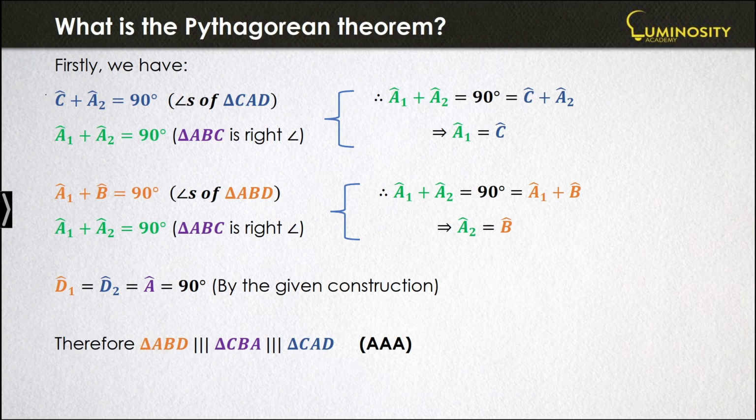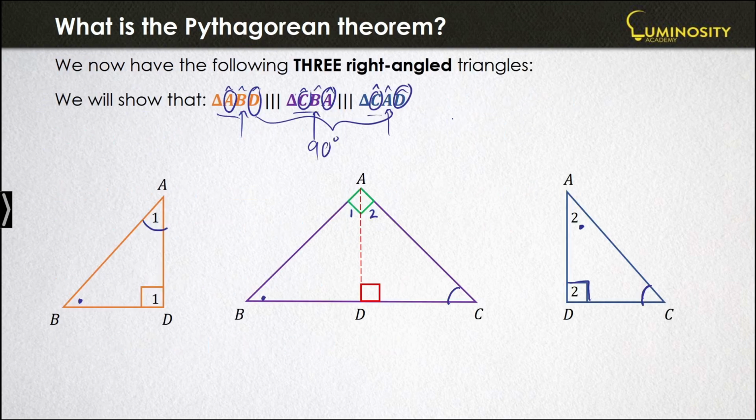So looking at these first two here, we can deduce the following. Both are equal to 90 degrees, so I have A1 plus A2 equals C plus A2. So I can subtract angle A2 from both sides, and I'm left with angle A1 equals angle C. So this angle A1 here, which is this angle in this orange triangle, is equal to angle C. That would essentially show that all three angles here are equal, because these are common angles, right?